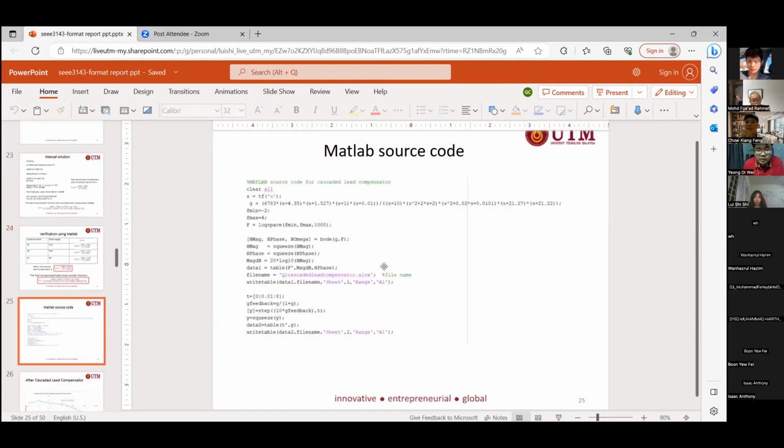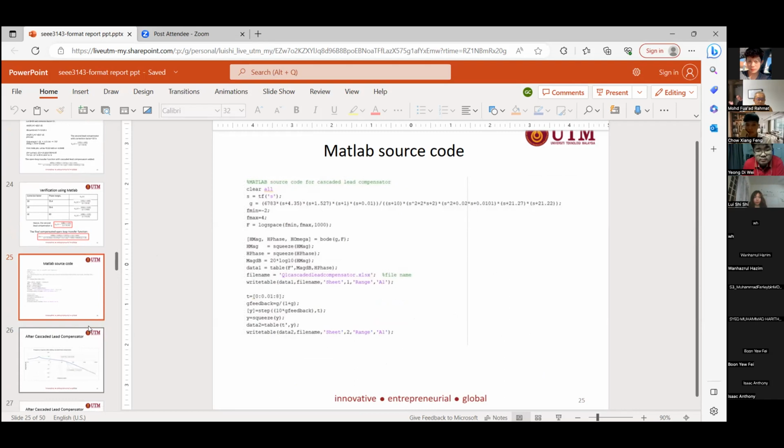And here is the Matlab code, same as the previous one. Only the function is different. This one has two lead compensator functions. Excuse me, yes. What do you mean by squeeze? Actually, the data is presented for the magnitude.